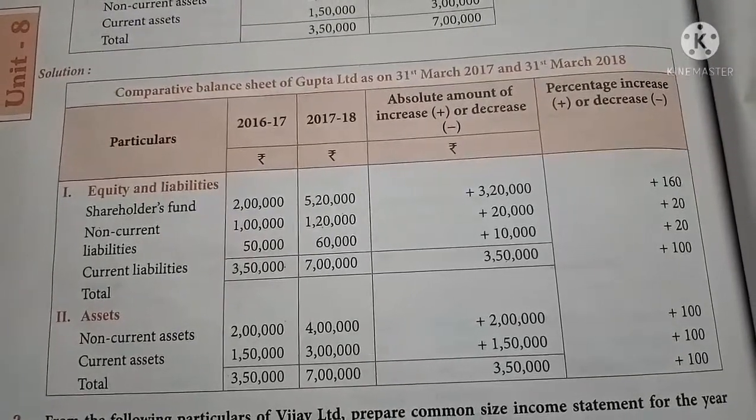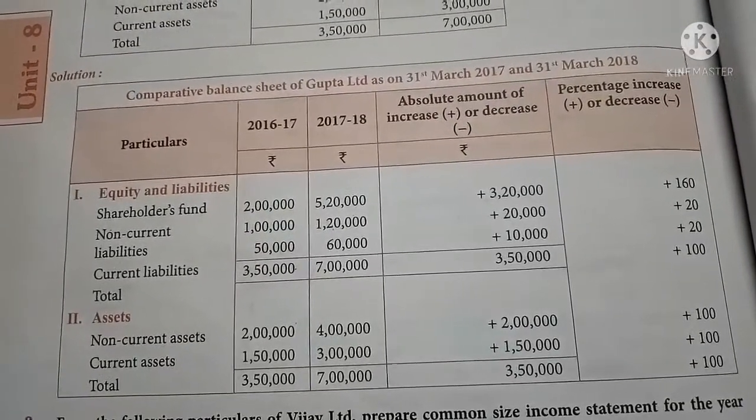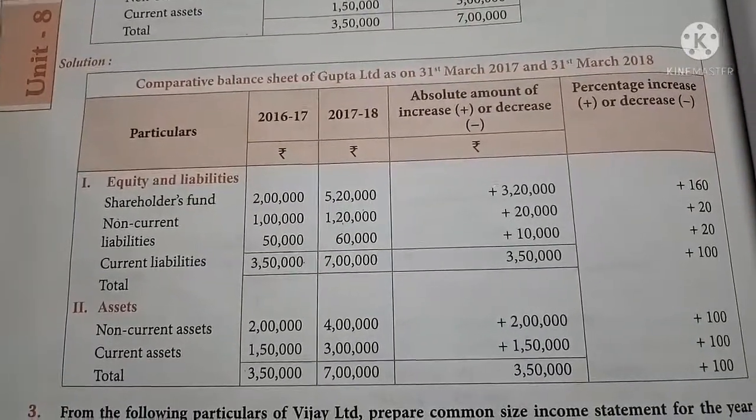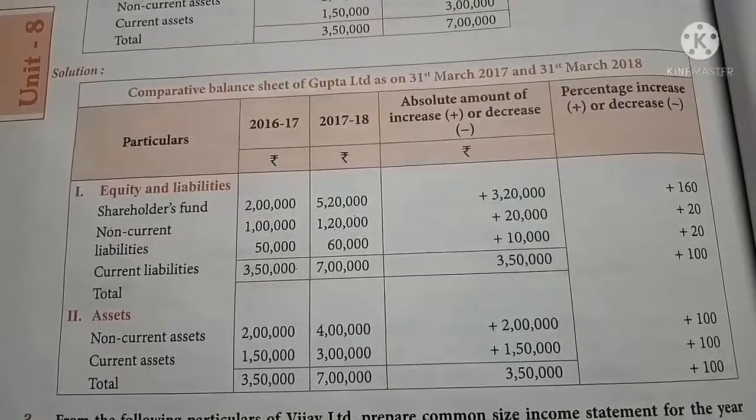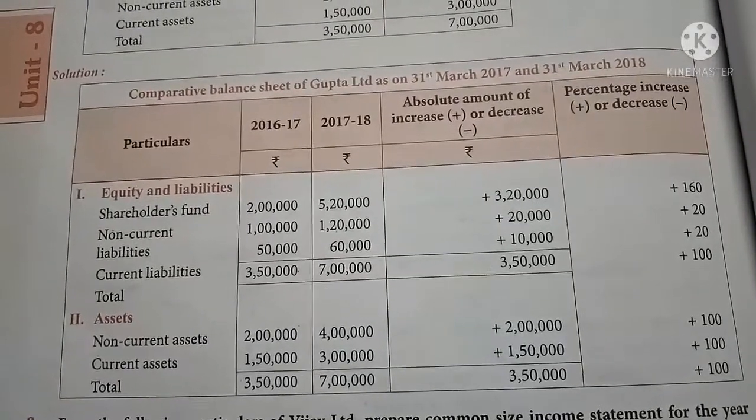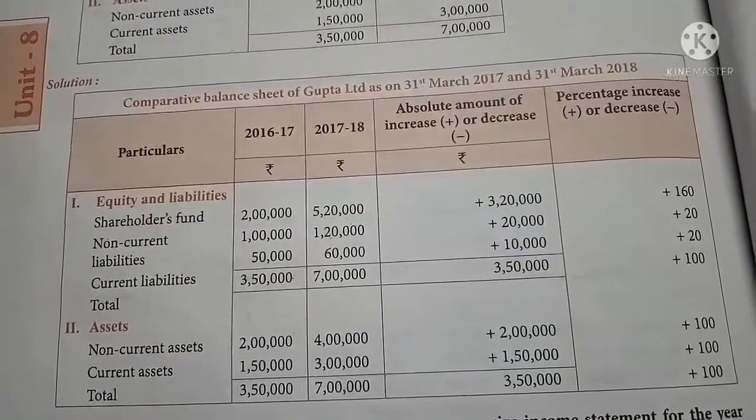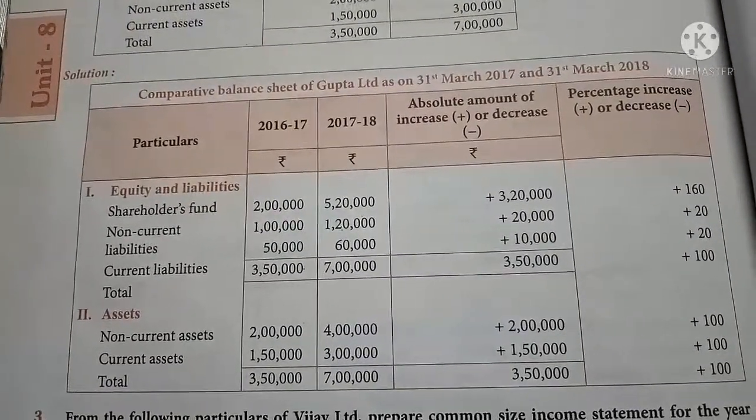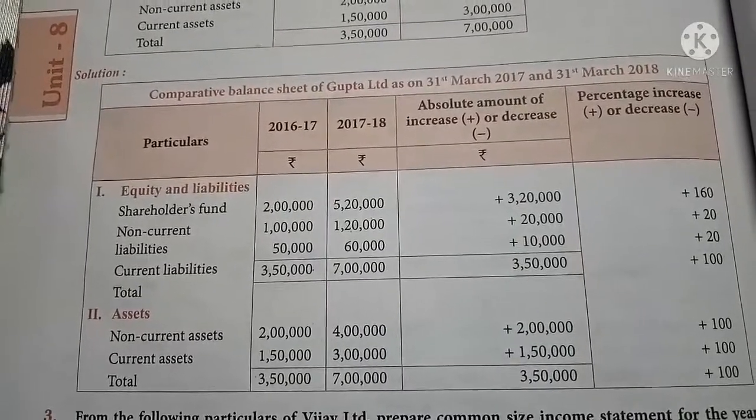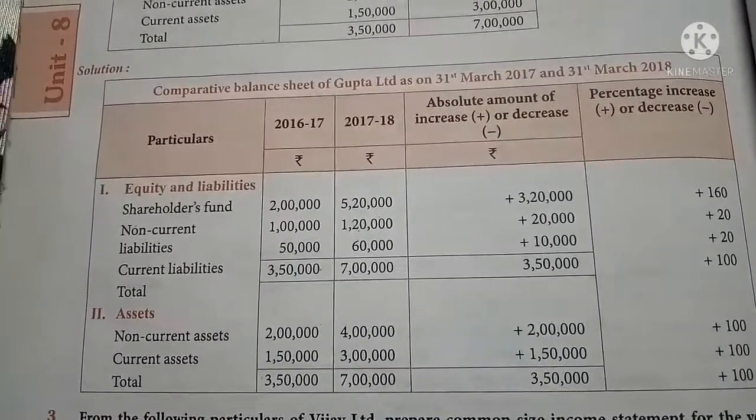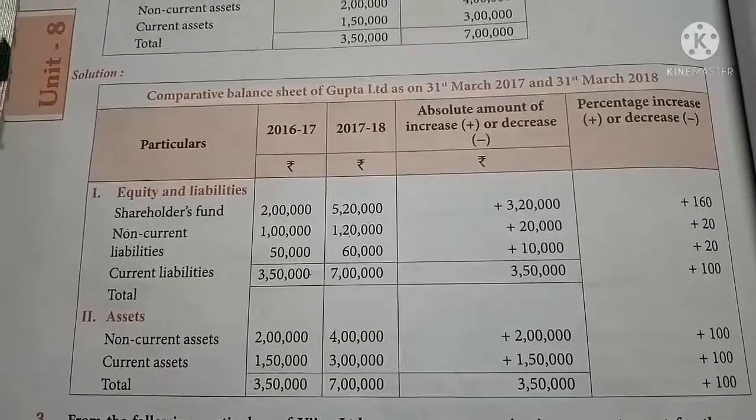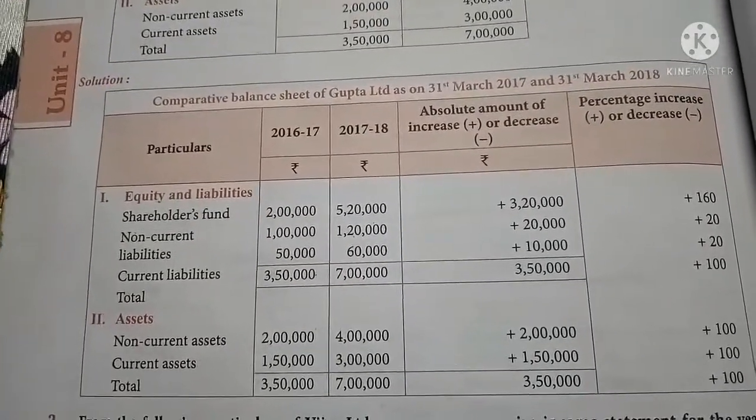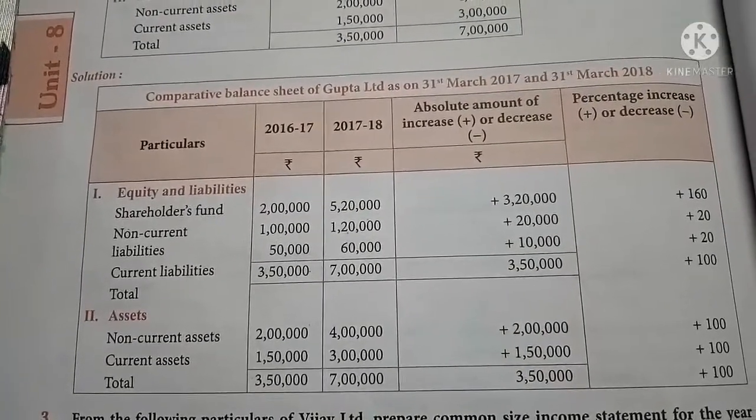Now total the total asset. First year total asset is 3 lakh 50. Second year total asset is 7 lakh. While comparing it, 3 lakh 50 and 7 lakh, it will increase 3 lakh 50. So plus 3 lakh 50. Percentage is 100 percentage. That is 3 lakh 50 by 3 lakh 50 into 100. So the percentage is 100. So likewise, you can easily prepare comparative balance sheet. So with that we conclude this video.